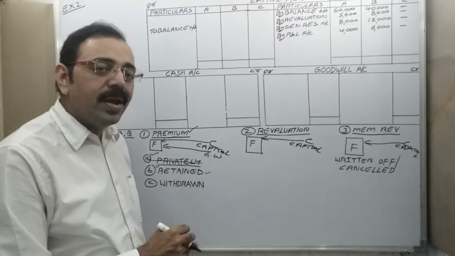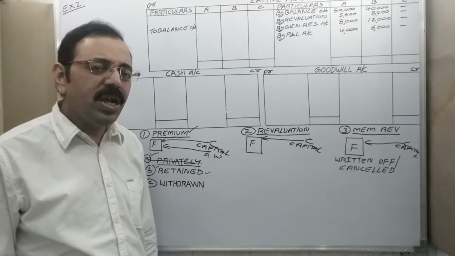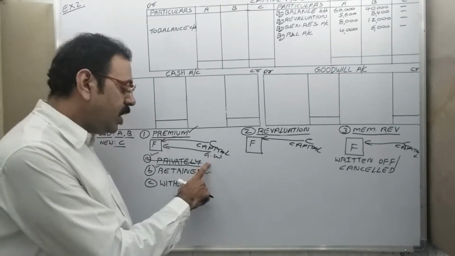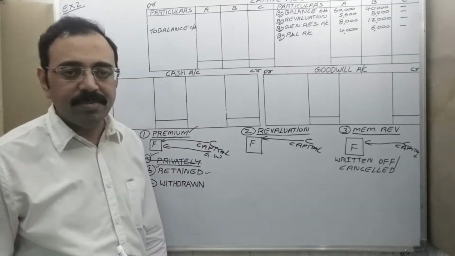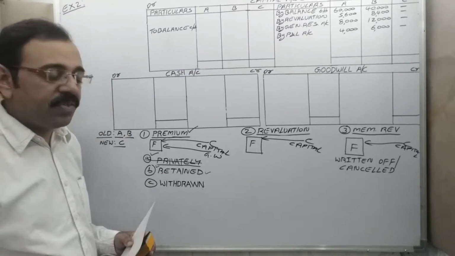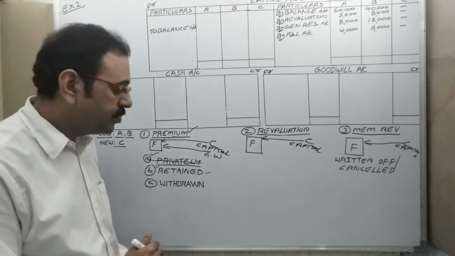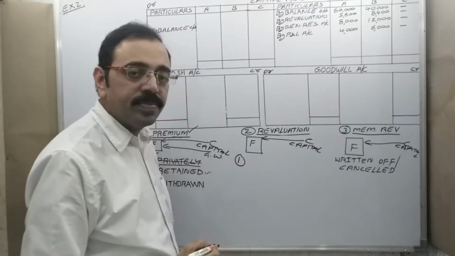Goodwill is to be retained in the business. He gives clearly. He may give that word or not. It doesn't matter. If it is not premium A, if it is not premium C, then it is premium B. Okay? And how to write the journal entries in premium B method? Observe.